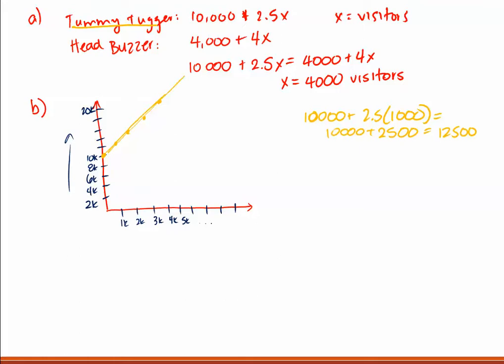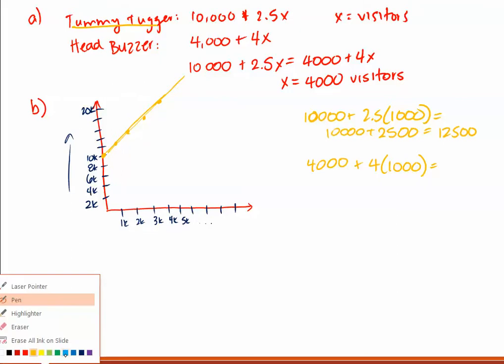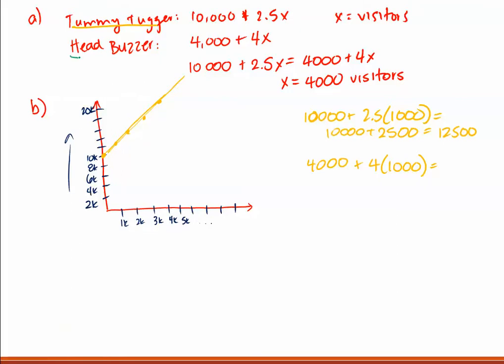All right. If I do the same with the Head Buzzer, 4,000 plus 4 times 1,000, I should have done it with a different color. I'm going to do it with a different color now. Green. So the Head Buzzer will be green. This is going to be equal to 4,000 plus 4,000, which is 8,000.